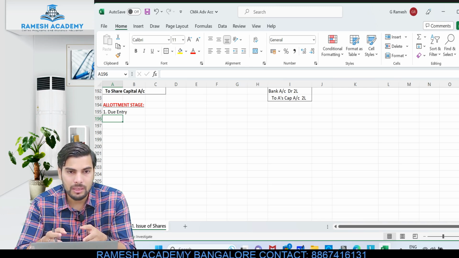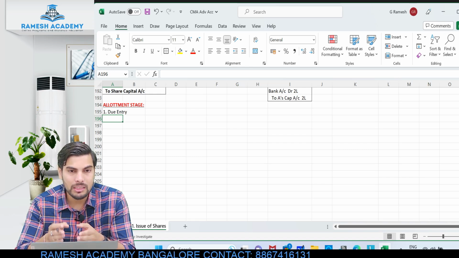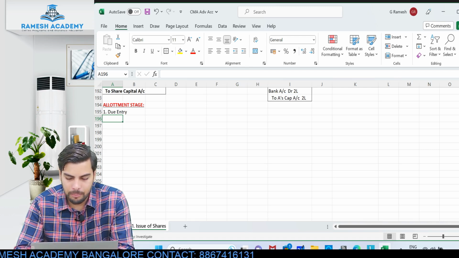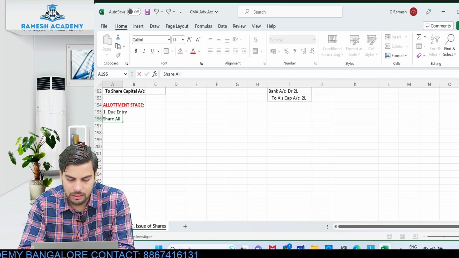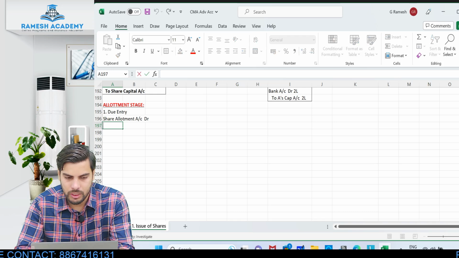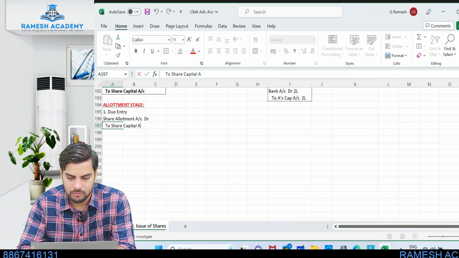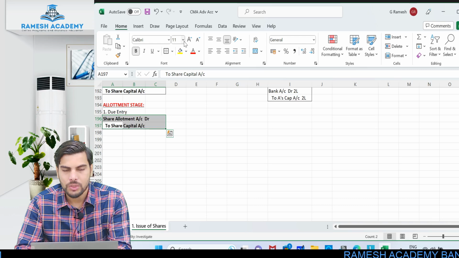But from the second stage onwards, the company will have a clear picture. Okay, so these are the number of shares for which I need to make the allotment. So that's why the company will be passing the due entry first. The due entry would be like this: share allotment account debit, to share capital. This would be the entry.